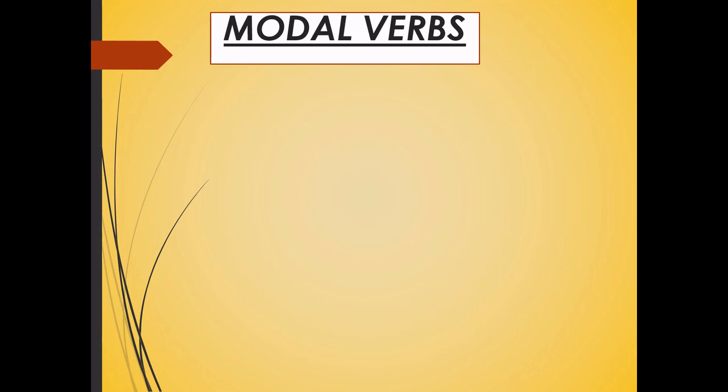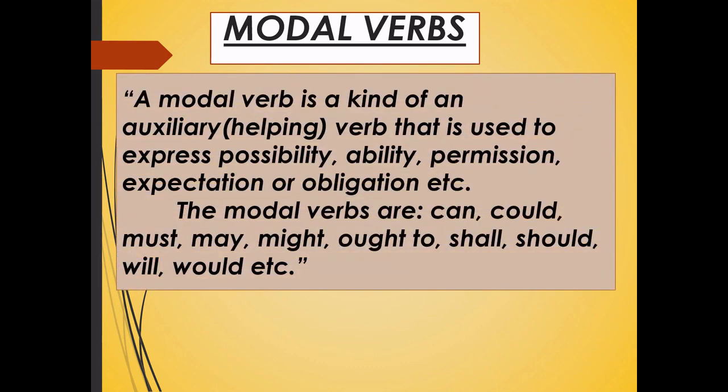Modal verbs. So let's see what is the meaning of modal verbs. A modal verb is a kind of an auxiliary verb. Auxiliary verb means helping verb that is used to express possibility, ability, permission or obligation, etc. The modal verbs are can, could, must, may, might, ought to, shall, should, will, would, etc.